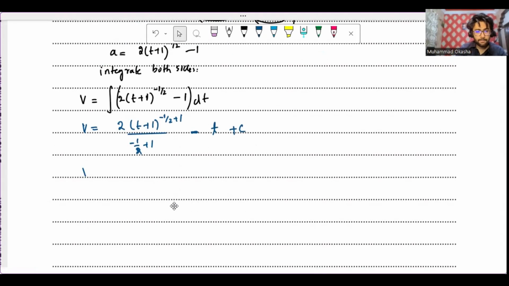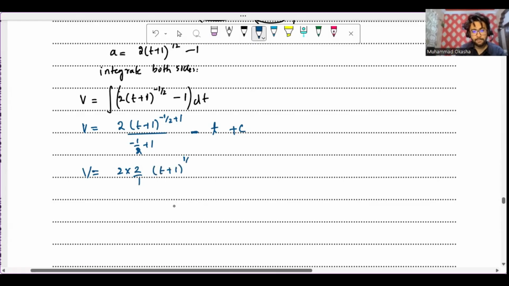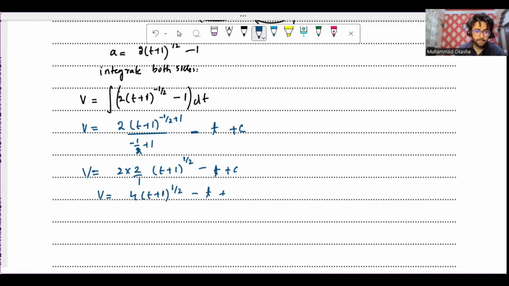Let's simplify this a bit. So 1 minus 1 by 2 is 1 over 2, and its reciprocal multiplied to the top is going to be 2 multiplied by 2, (t plus 1) to the power 1 minus a half, which is just a half, minus t plus c. Now I have the velocity, but there's a slight problem, and that is I have the value of c. So my expression for velocity is incomplete. Let me simplify this a bit. That is going to be 4 times (t plus 1) to the power a half minus t plus c. How do I find out the value of c?